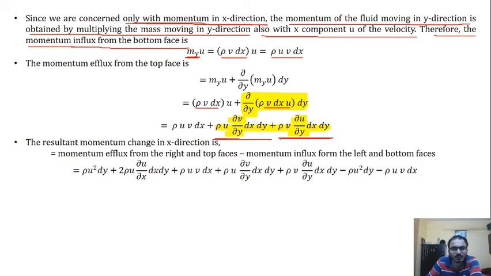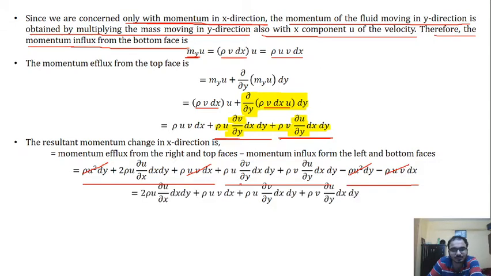So now we have done this here, this is the first one, that is from the top face, this is from the right face, and this is from the left and bottom face. As you can see, we can eliminate these two and we can eliminate these two. So finally the equation is reduced up to this.